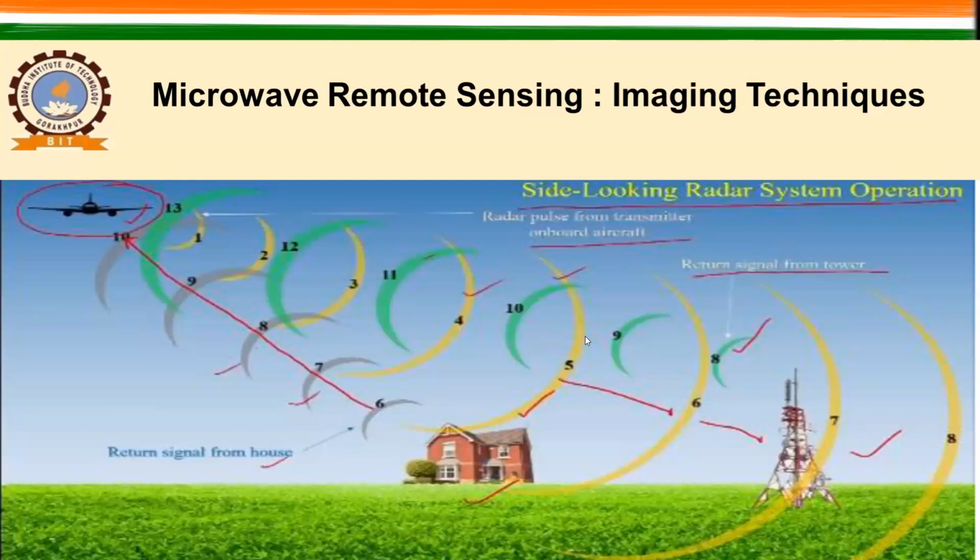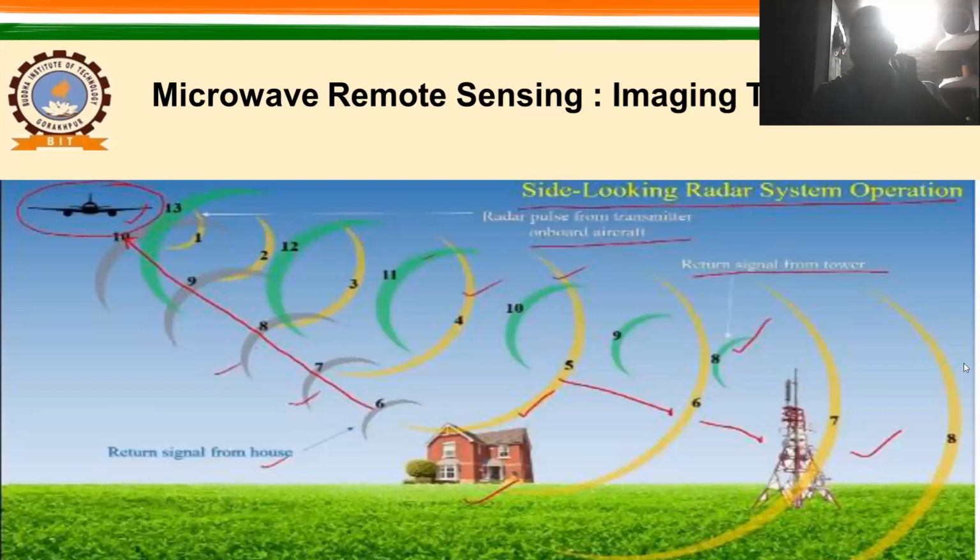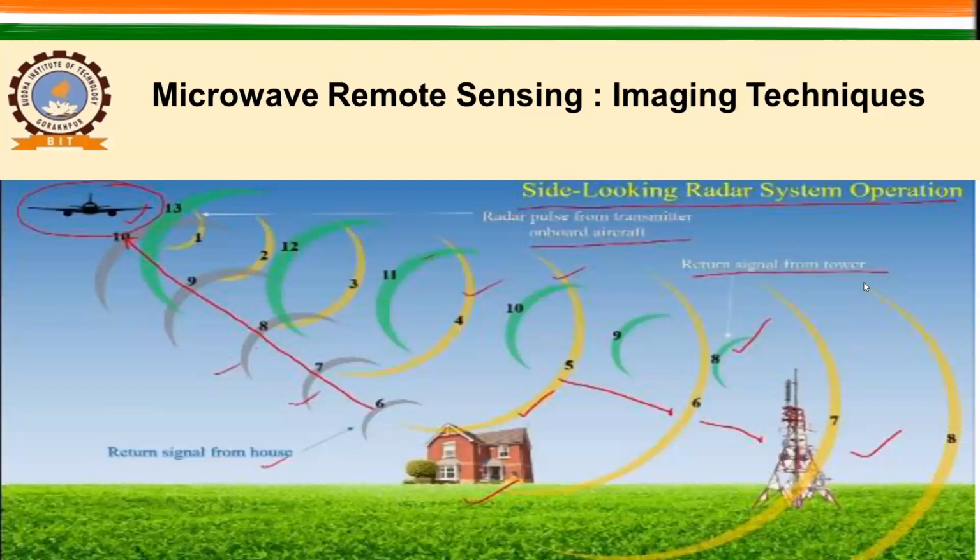I hope this is clear to you. So this is about the imaging technique in microwave remote sensing. So till now we have covered this imaging technique in microwave remote sensing, right? Now we have to study the different types of microwave remote sensing in detail.